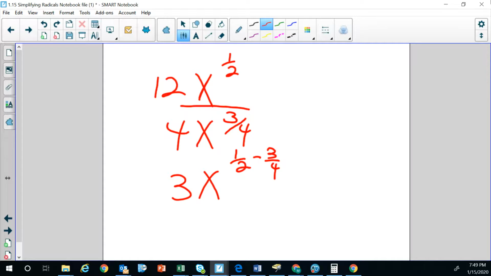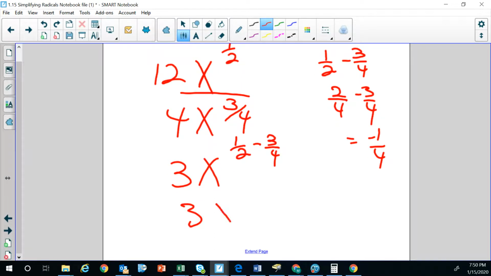So let's go ahead and subtract that. 1/2 minus 3/4 is 2/4 minus 3/4, that is negative 1/4. So I'm going to get 3 times x to the negative 1/4. Now, because my exponent is negative, we have to make it positive. Remember, the rule is if the exponent is negative, we put that in the bottom of the fraction. It's going to go to the denominator.